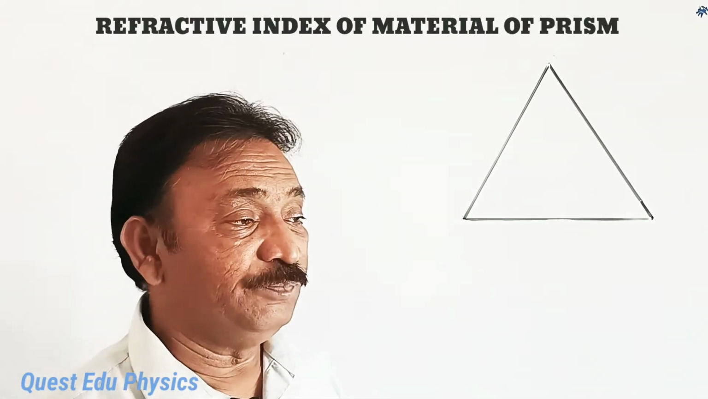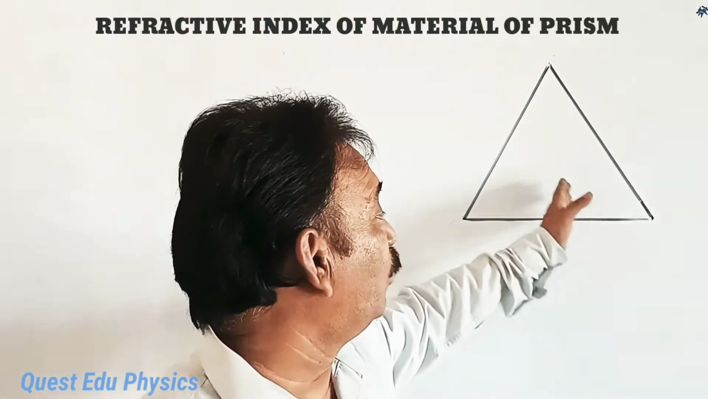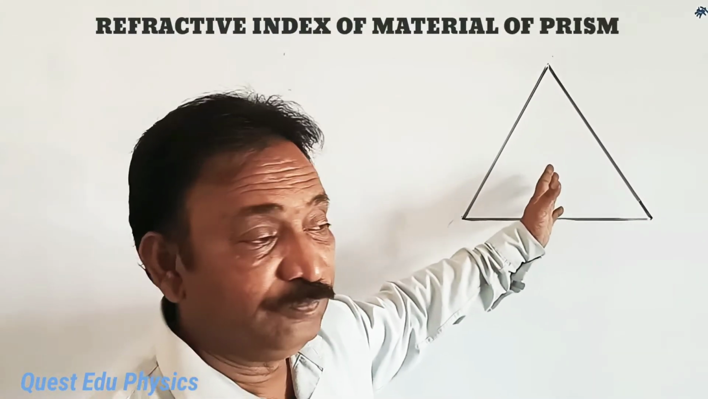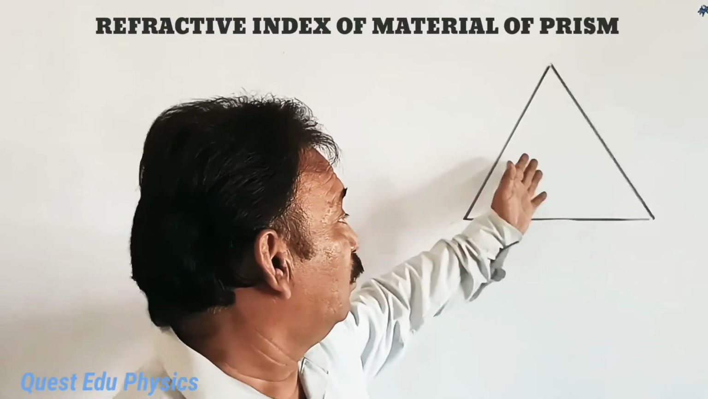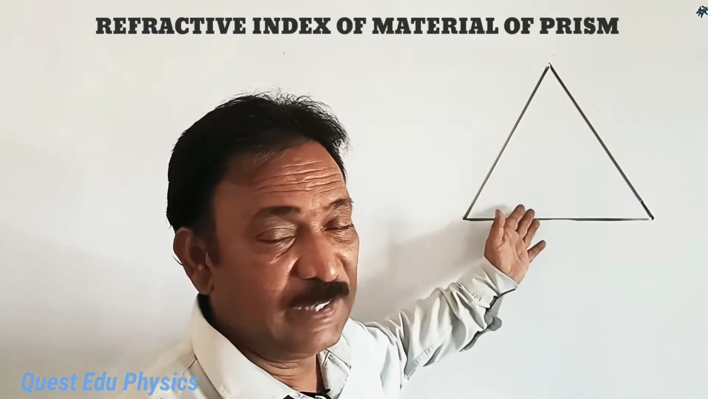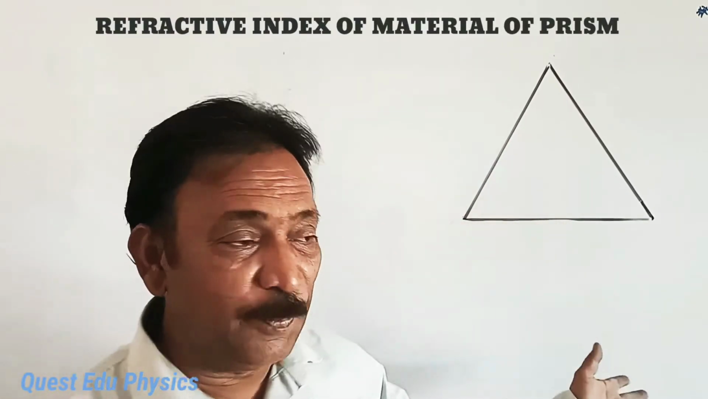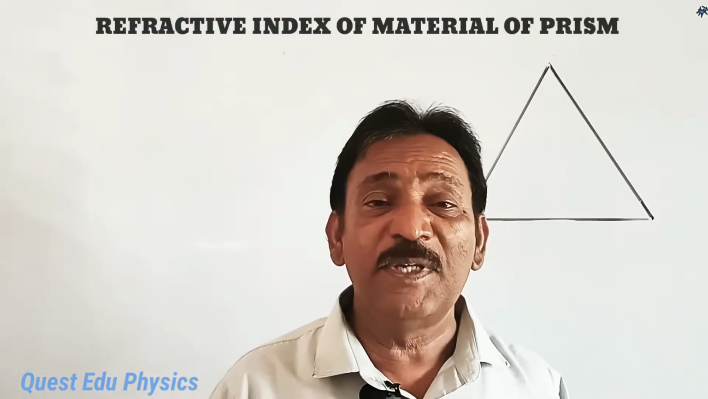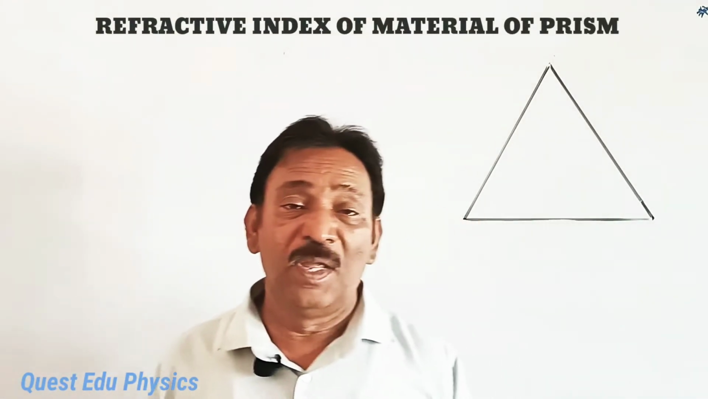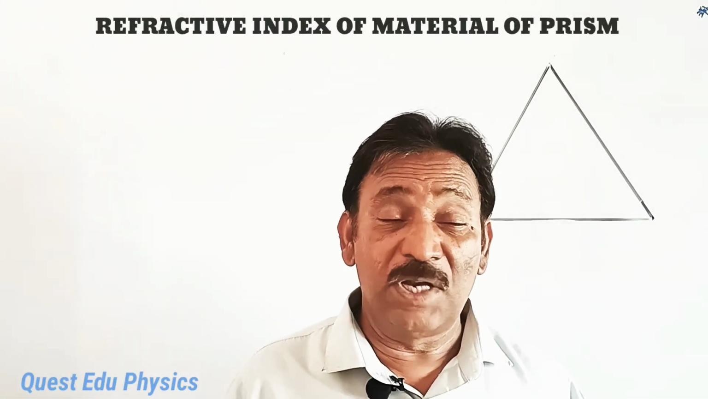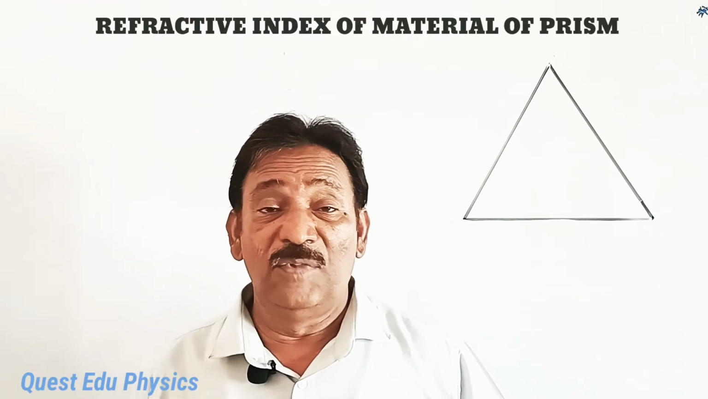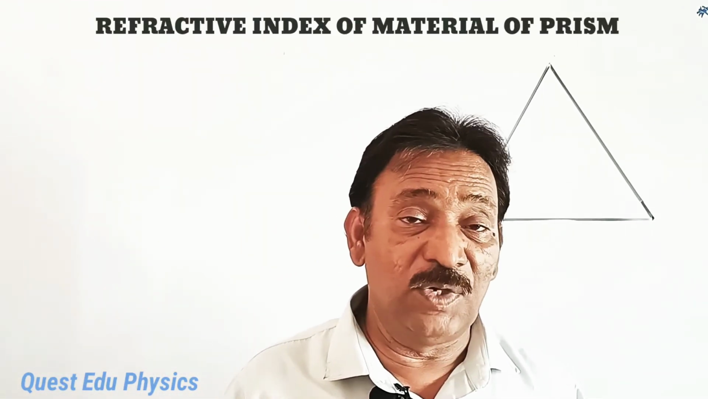If you observe the board here, you will find that it is an equilateral triangle, and all the angles are the same. And what is a prism? A prism is a transparent substance which is bound between two refracting surfaces, students.